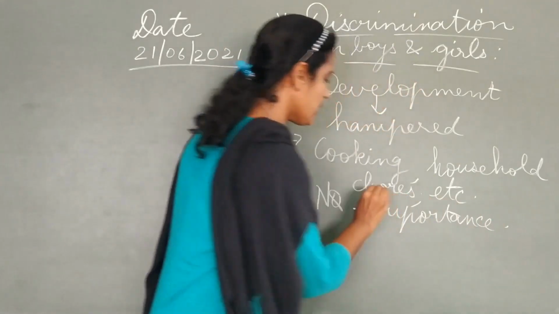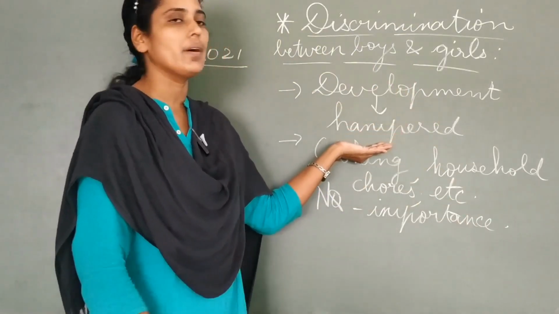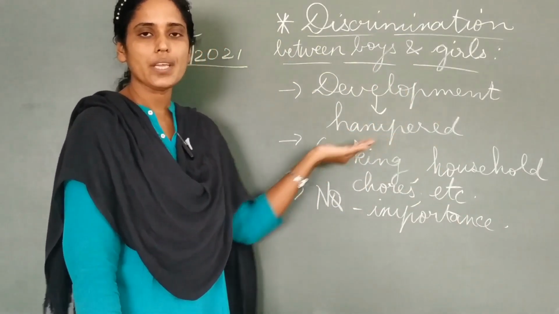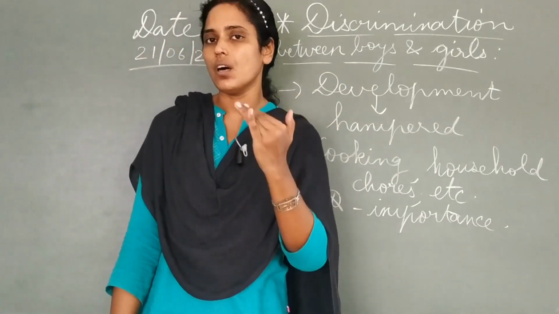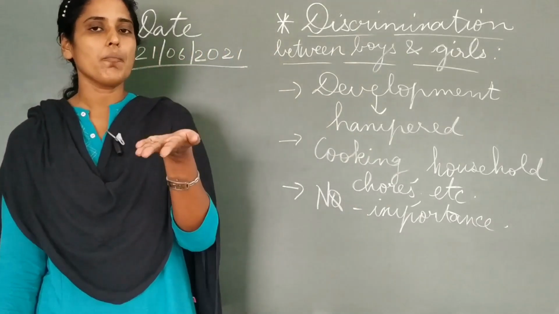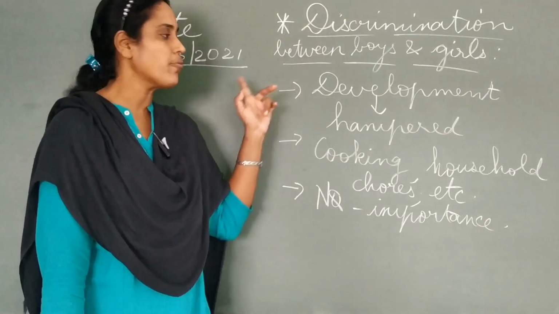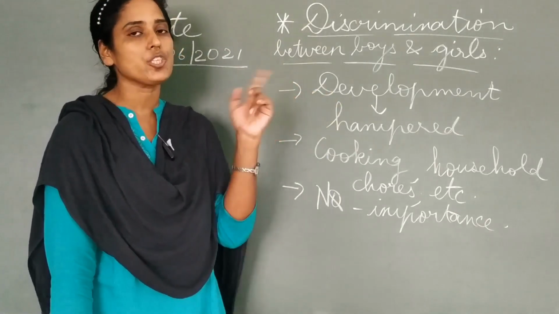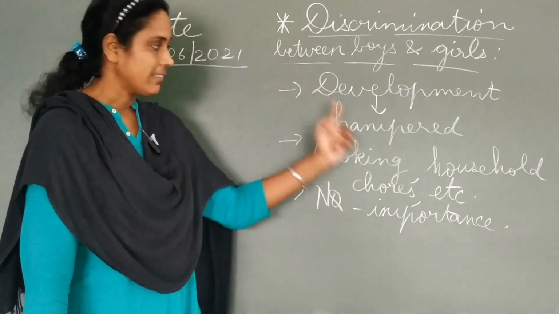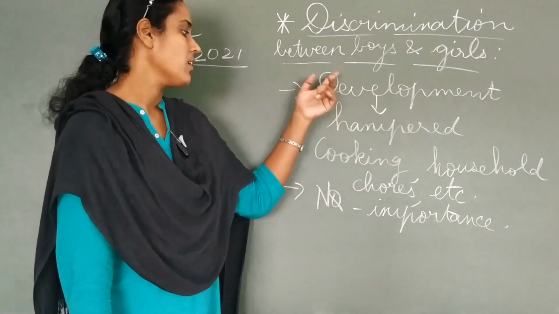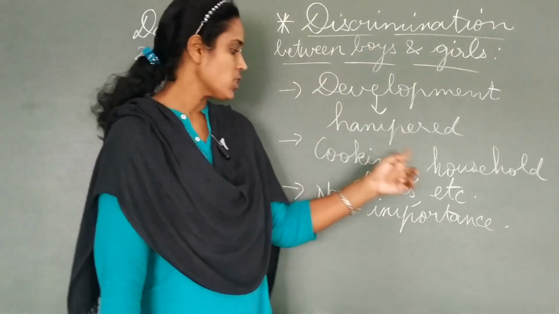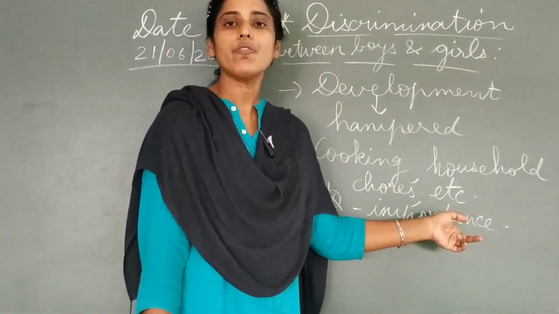So what happens due to this? Their development is hampered or stopped. So you can say that in short, if during childhood a girl and a boy child are brought up in a different manner, with differences in their minds, biological differences, then even when that girl child grows up into a woman, she will have all these problems. That is, she will not be given importance in her family in future also.